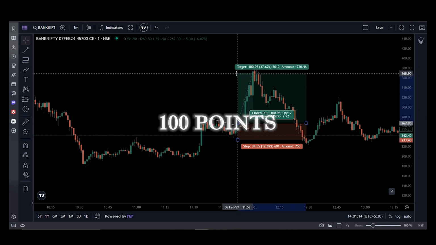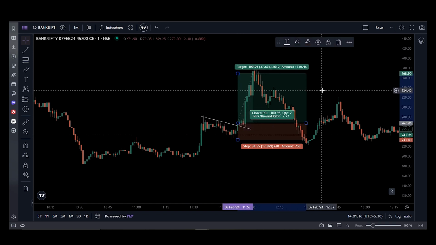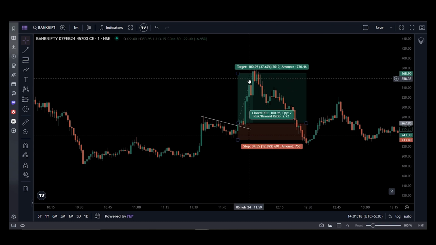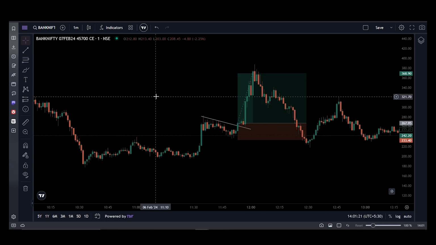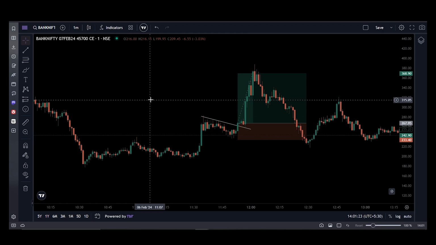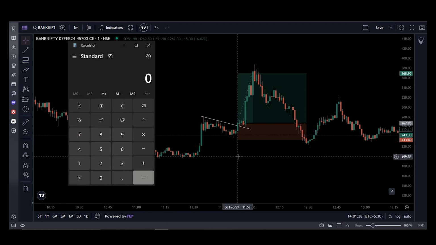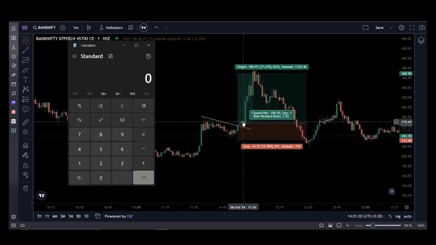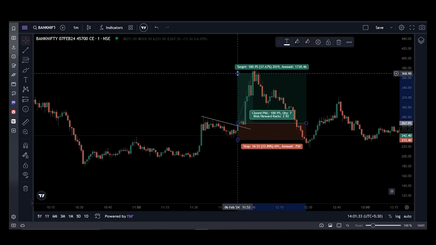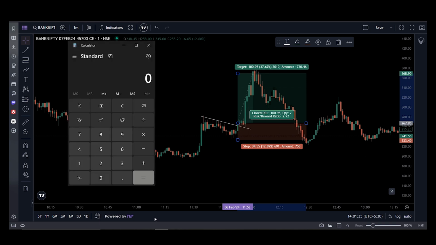Once the 100 points mark was achieved, I booked my profit. Now why did I book my profit? Let's do some simple math. Let's open the calculator. I entered at around 267, and my profit was around 100 points. What is the quantity of Bank Nifty for one lot? One lot contains 15 quantities multiplied by 100 points. What does it give? Per day for one lot, it is giving me 1500 rupees as a profit.